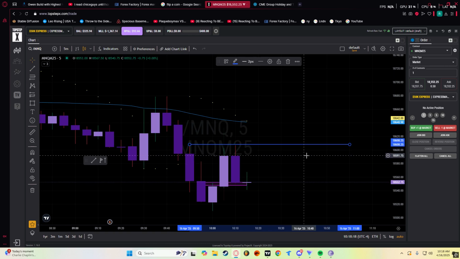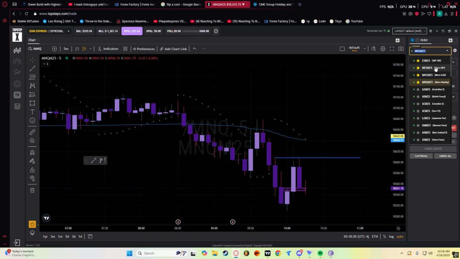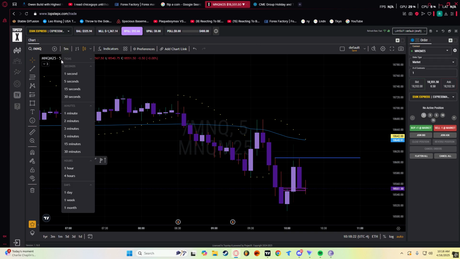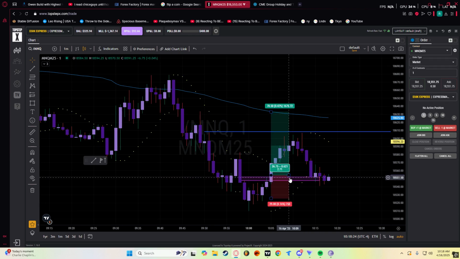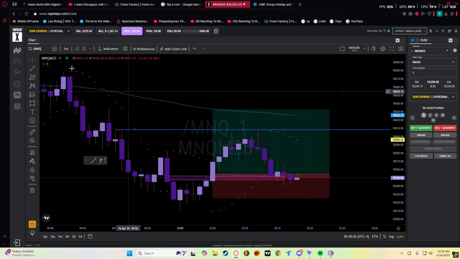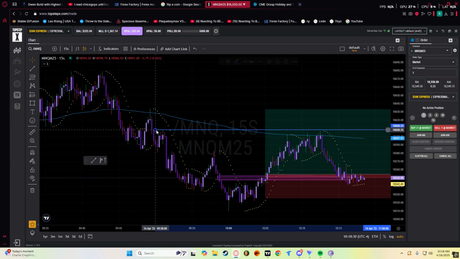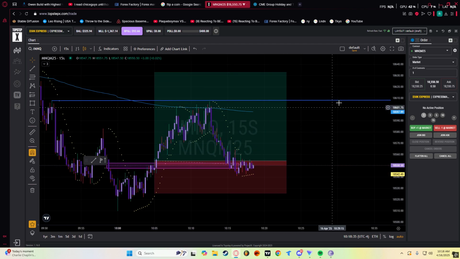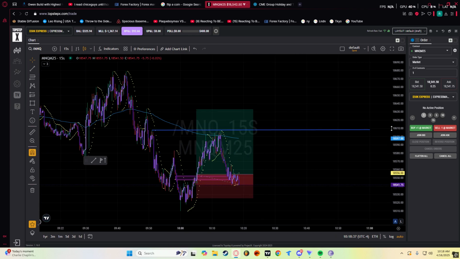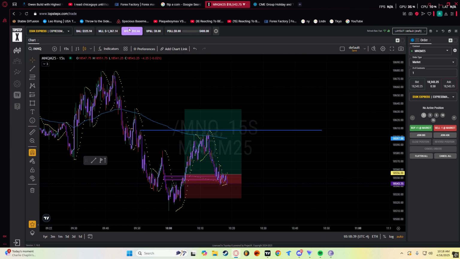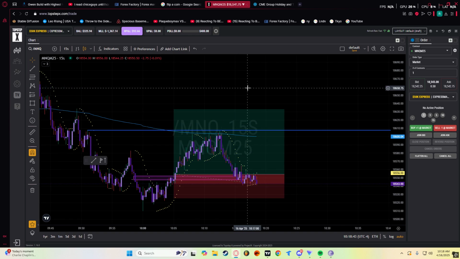It looks like it didn't hit it, but I got filled, so I don't really care. Yeah, at this high right here, that's where I took off pretty much most of my position, and I made back most of my loss.